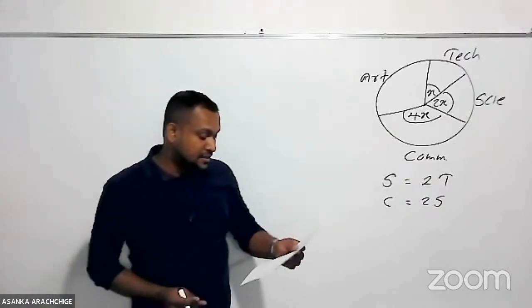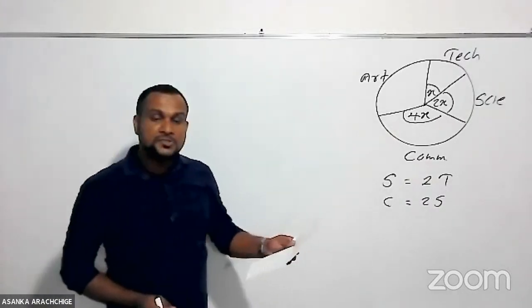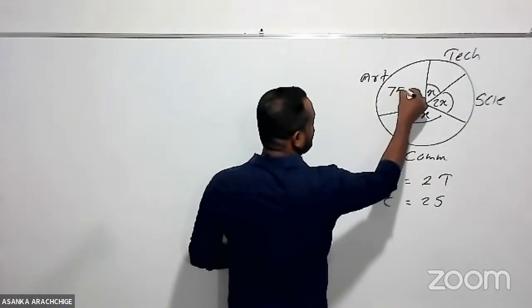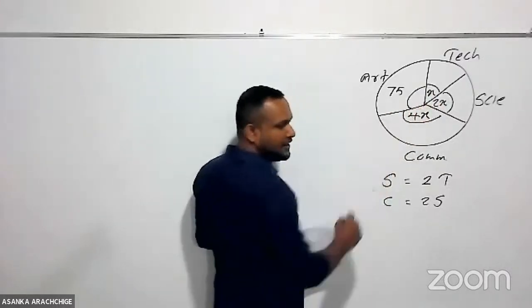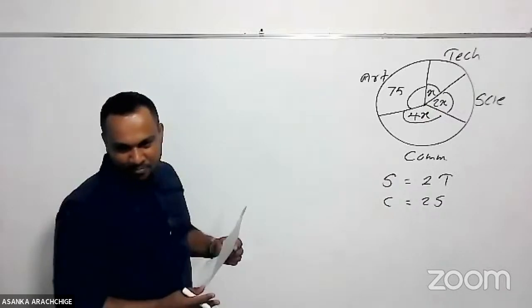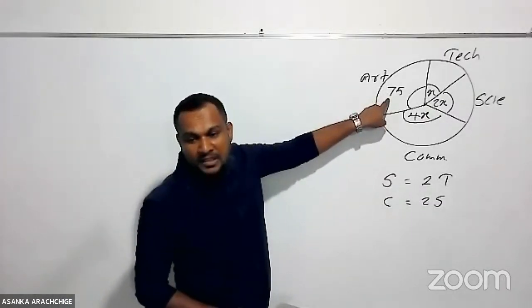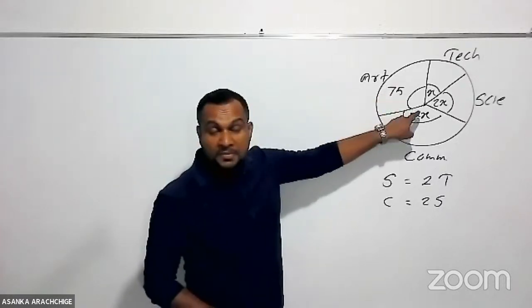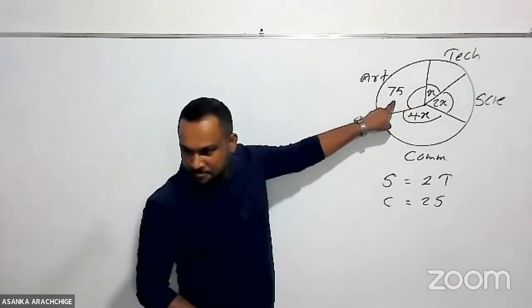And also given that 75 students are for the art stream. That is not the angle, right? The angle is not given. This is the number of students who do art. Don't misunderstand that as an angle. Understood?